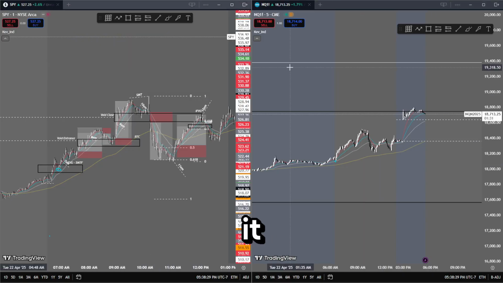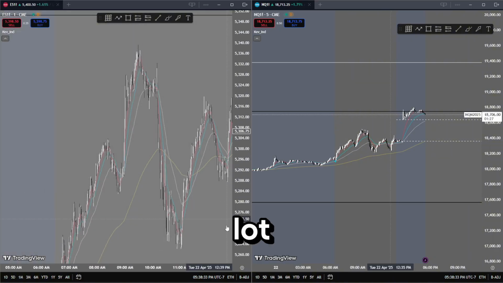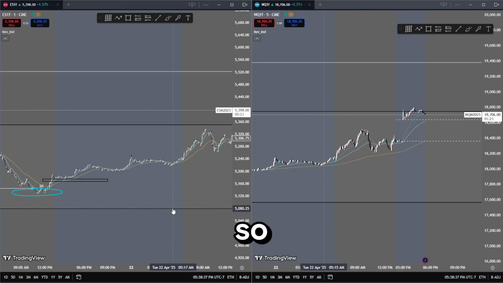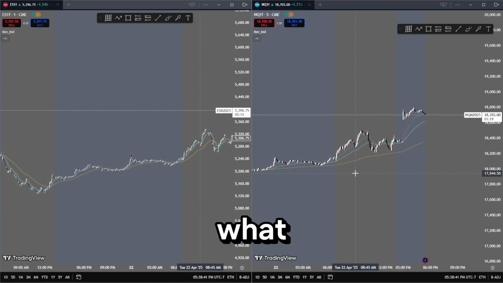To start off, it is going to be very simple. ES is the exact same as SPY, and if a lot of you guys know why I use ES, it's because my SPY looks insane. So, to start off, I'm going to remove everything and show you guys exactly what I look for.